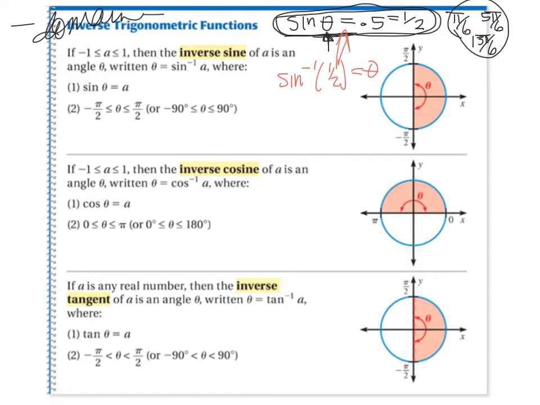All right, so next, if -1 is less than or equal to a is less than or equal to 1, then the inverse cosine of a is written theta equals cosine -1 of a. So cosine theta equals a, and theta has to be in between 0 and pi. Theta has to be here.